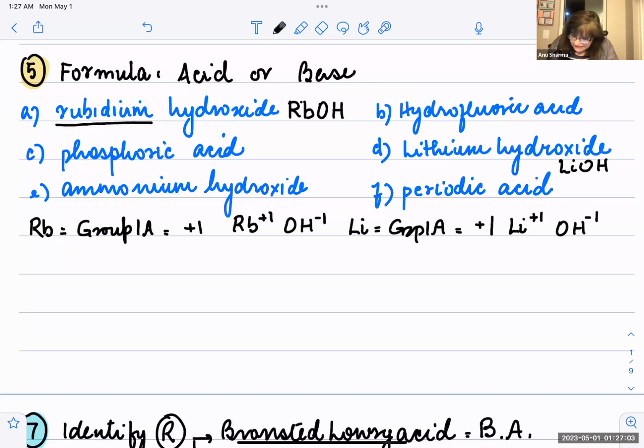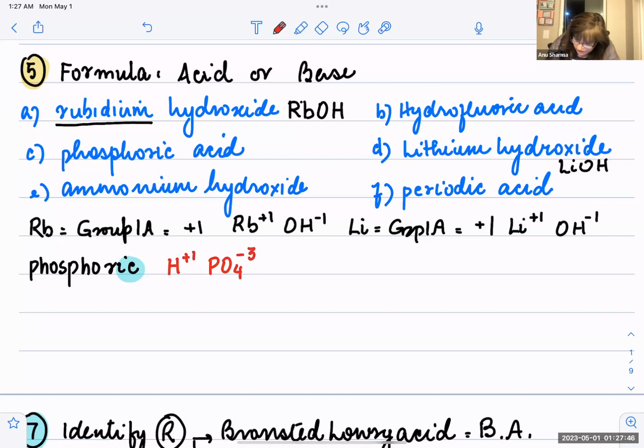Okay. Next is phosphoric acid. Now, phosphoric acid, remember, phosphoric, IC. This is giving you an indication that it is coming from phosphate, PO4 -3 charge. Phosphoric is a higher oxidation state, and every time it relates to some kind of polyatomic ion. So hydrogen ion +1 and phosphate PO4 -3.